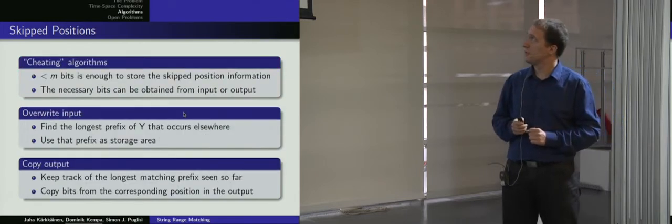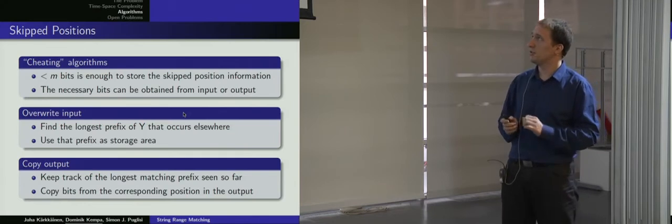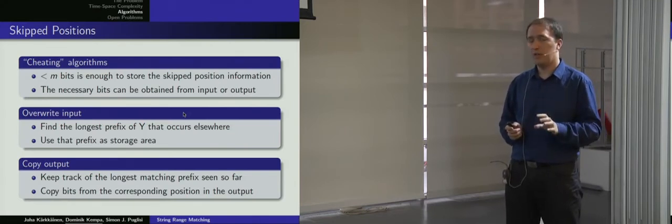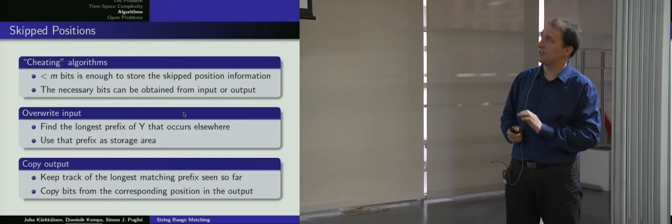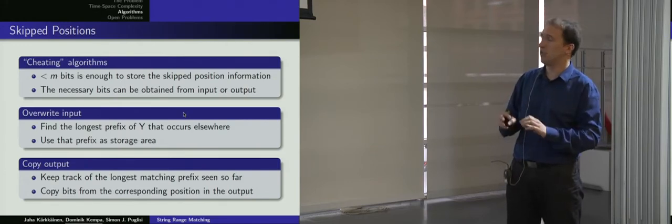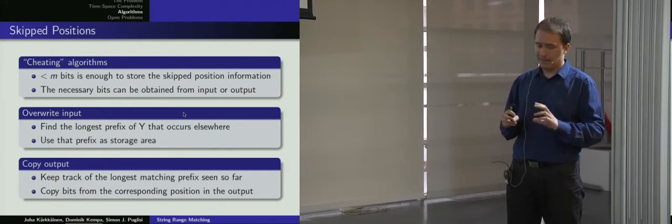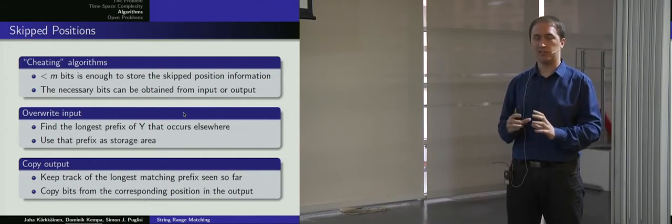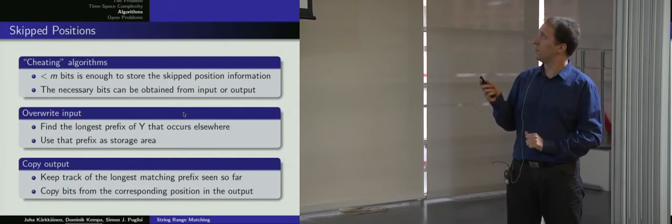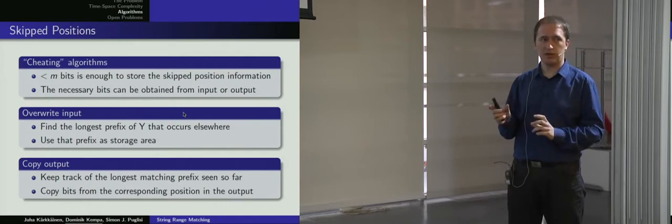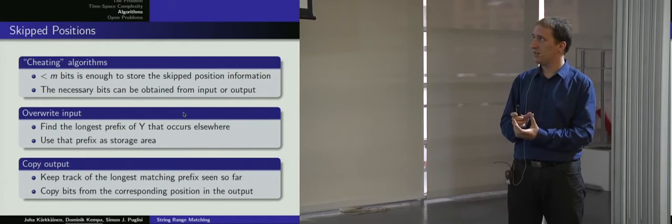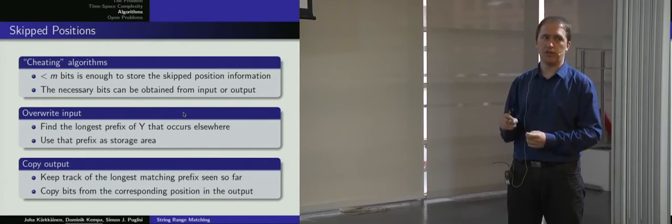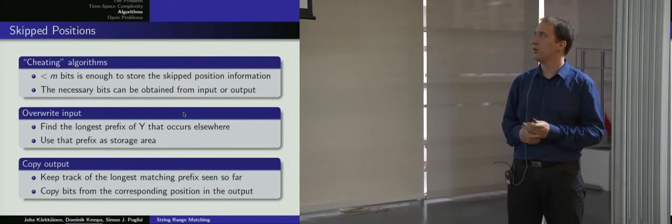So finally, let's have a look at the cheating algorithms. As we mentioned before, m bits is enough, or in fact, in some cases even less than m bits is enough, to store the information about the skipped suffixes. The idea behind cheating is that we don't have those bits, so we create them somewhere. The first algorithm finds the longest prefix of the pattern that occurs elsewhere in the pattern and uses that prefix as the storage area. The overwritten symbols of the pattern can be restored at the end of the algorithm from the other occurrence of the repetition.